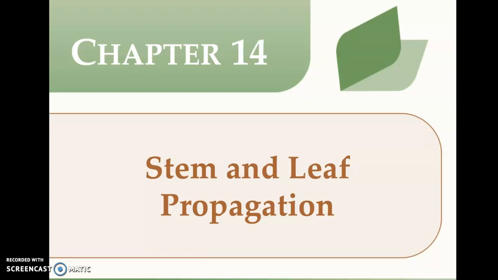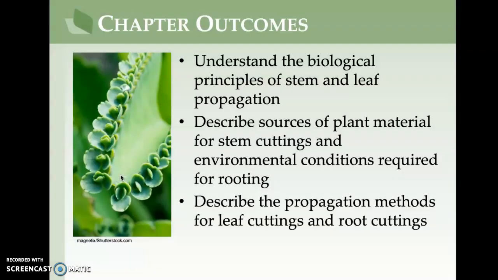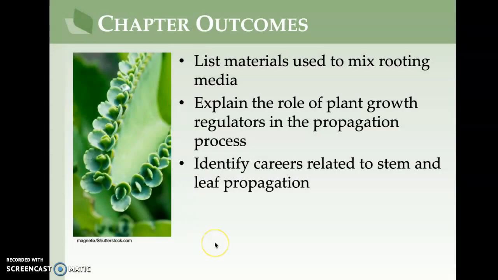All right, welcome to chapter 14, which is stem and leaf propagation. So your learning targets or chapter outcomes for today are: understand the biological principles of stem and leaf propagation, describe sources of plant material for stem cuttings and environmental conditions required for rooting, describe the propagation methods for leaf cuttings and rootings, list materials used to mix rooting media, explain the role of plant growth regulators in the propagation process, and identify careers related to stem and leaf propagation.